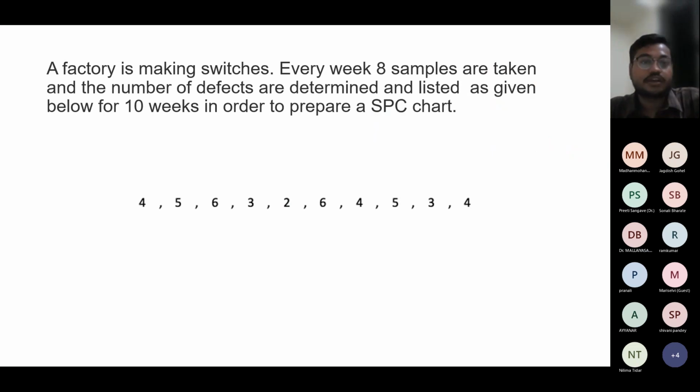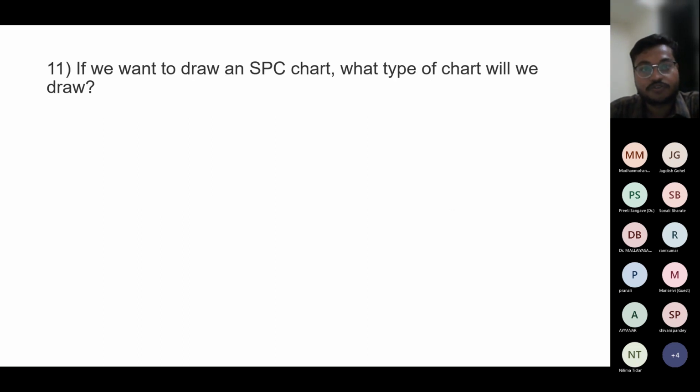Next question is, a factory is making switches. Every week, 8 samples are taken and the number of defects are determined and listed as given below for 10 weeks in order to prepare an SPC chart. So these are the values that we are given: 4, 5, 6, 3, 8, 2, 6, 4, 5, 3, 4. The question here is, if you want to draw an SPC chart, what type of chart will we draw? There are these different kinds of charts: U chart, C chart, P chart, NP chart.